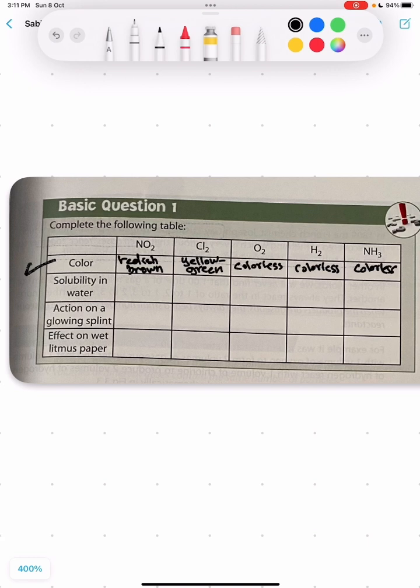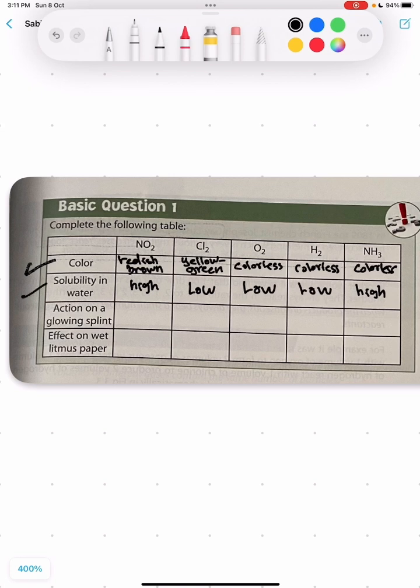Let's go to solubility in water. We said only 3 of them have high solubility, which is the first one, NO2, high, and the last 2, which were ammonia and hydrochloric acid. So we have ammonia high. The rest are low solubility.